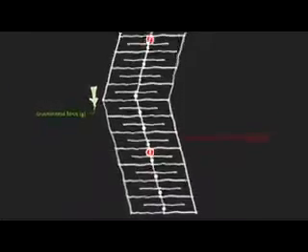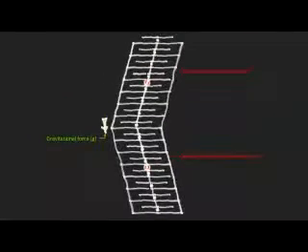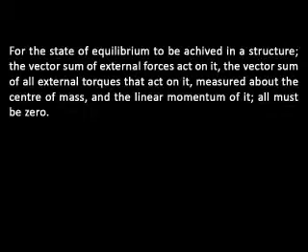When the two forms are stacked vertically but on opposite sides, it creates a perceptive balance, but to prove it physically requires a further understanding of the state of equilibrium. For a state of equilibrium to be achieved in a structure, the vector sum of all external forces acting on it, the vector sum of all external torques that act on it measured about the center of mass, and the linear momentum of it, all must be zero.